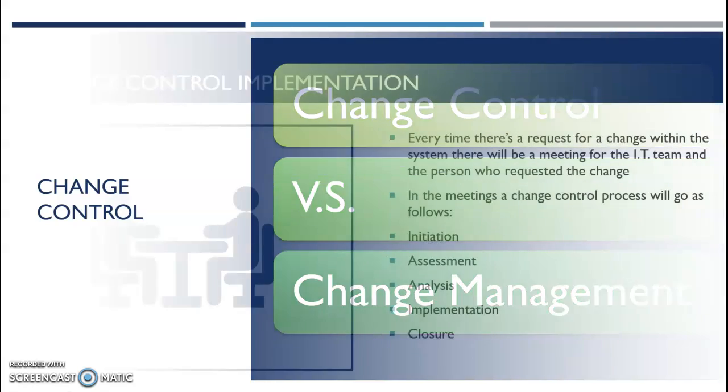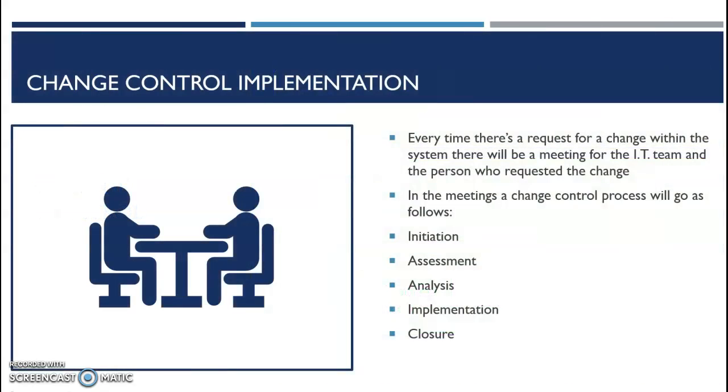Now, this brings me to the actual change control implementation. This is what I want to happen every time there's a request for a change within the system. There will be a meeting for the IT team and the person who requested the change. They will follow these steps. This is the change control process. You will follow the initiation step. This is where the change is requested. Then you go to the assessment part. This is where the change gets evaluated and the 7 R's will be discussed.